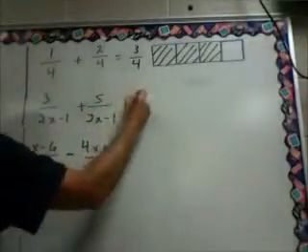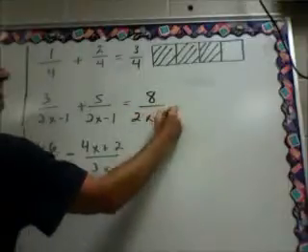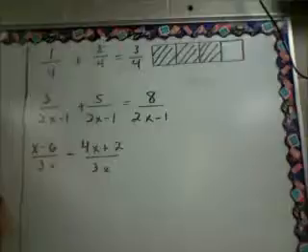So with rational expressions, if we have the same denominator, the same applies. I can just add my numerators. 3 plus 5 is 8, and you just keep the denominator the same. So that's 8 over 2x minus 1.